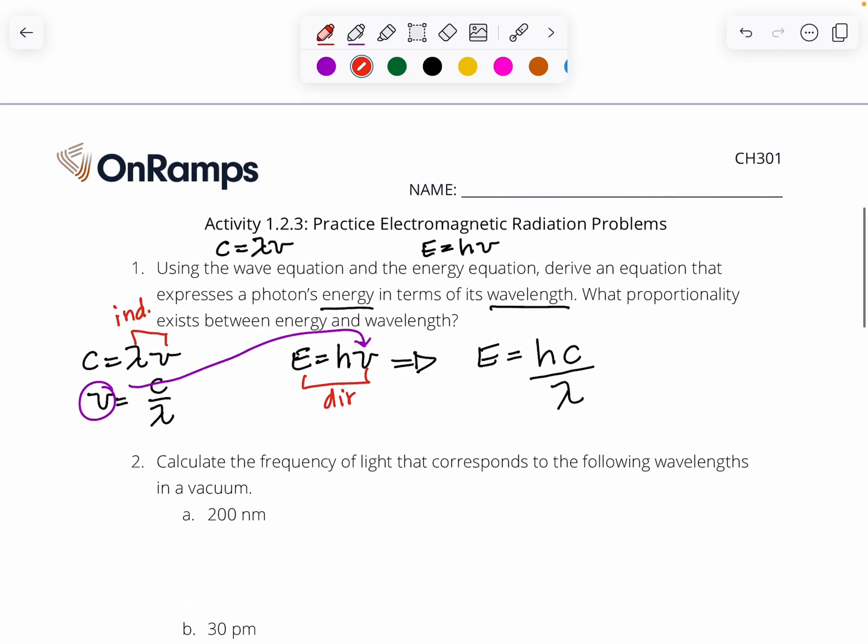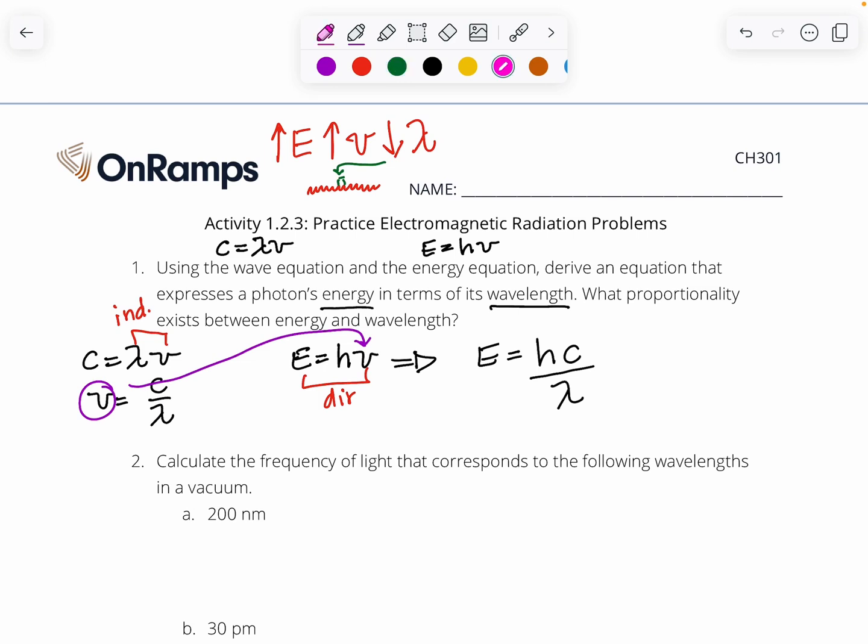So what we know is as energy increases, so does frequency, but our wavelength decreases. And if you think about it, if you have a really small wave, that's going to have very high energy. The frequency is very high. It's passing that point a lot of times per second. But the wavelength, the length between those two waves, is very, very short. So that's a short wavelength.